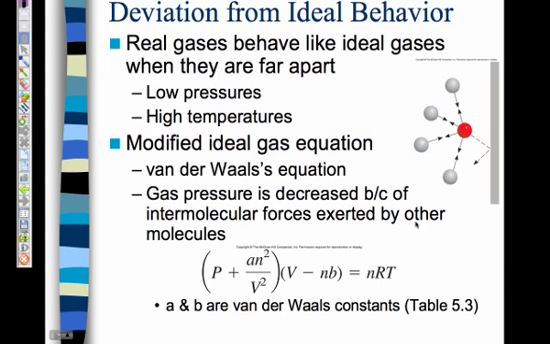How do you know when to use 0.0821 and when to use like 8.314? The only time you use that 8.314 is the root mean squared speed equation. Otherwise, you use the 0.0821.